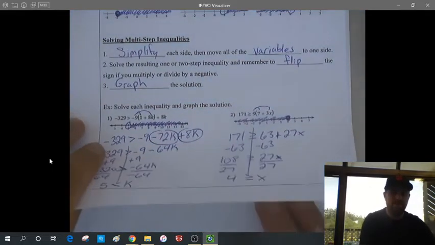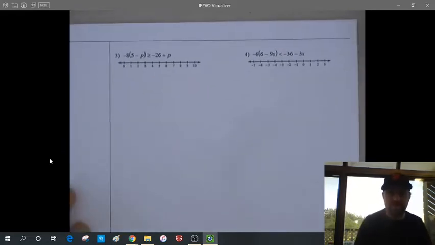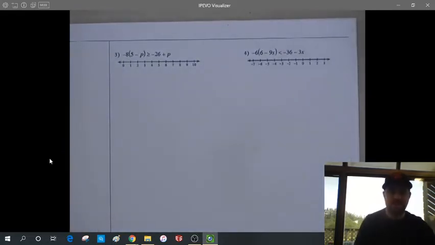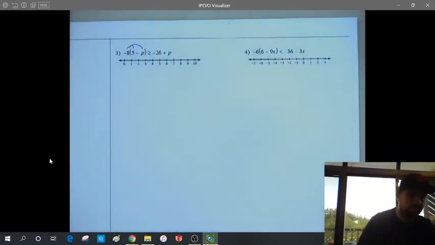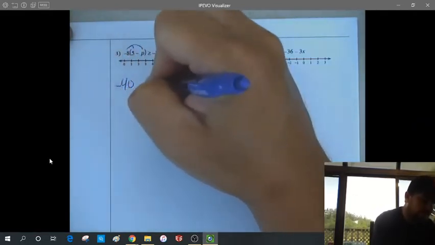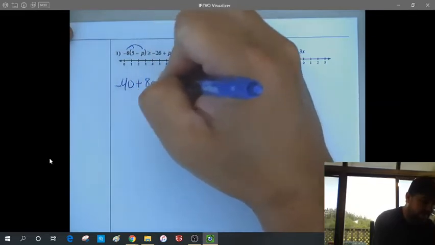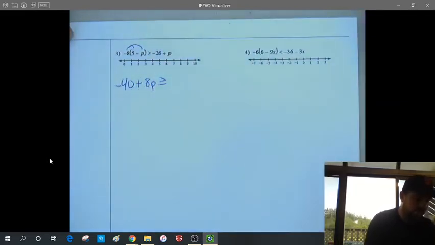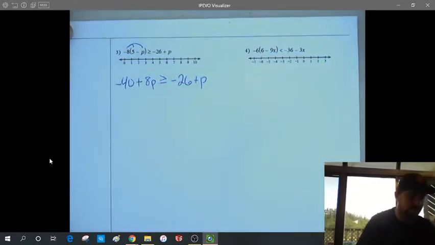A couple more examples on the next page. This time where we have variables on both sides of the equation. So after we simplify, we're going to need to move those all to one side. But again, start with distributive property here. You're going to do negative 8 times 5, that's negative 40. Negative 8 times negative p is going to make that a positive now, 8p. Still greater than or equal to negative 26 plus p.